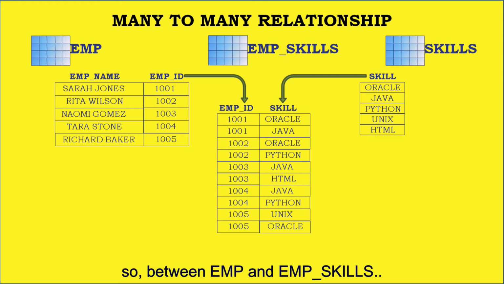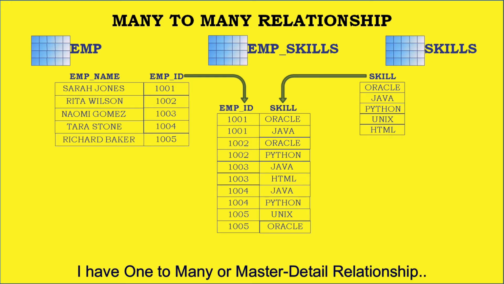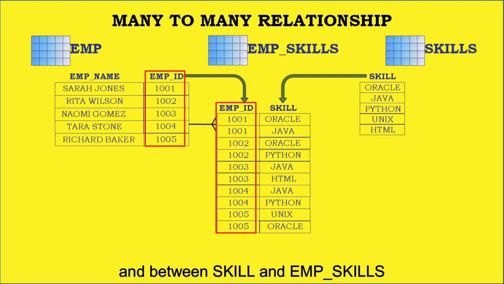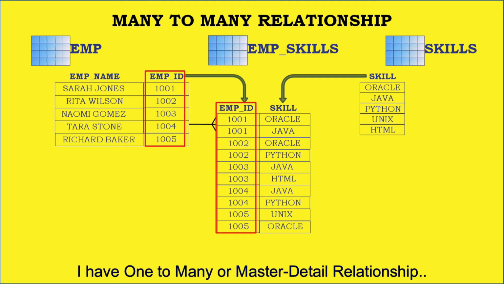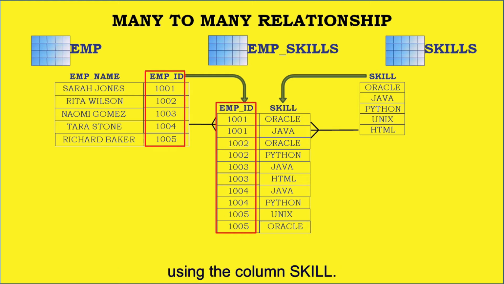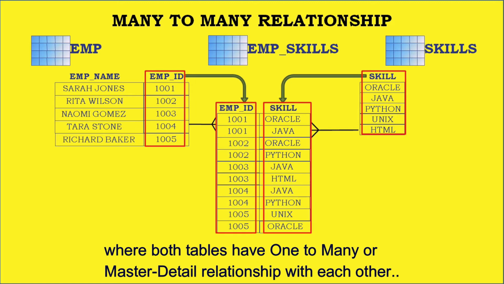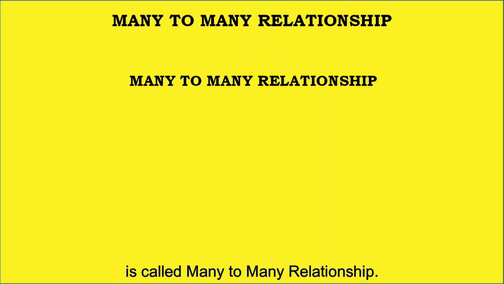So between EMP and EMP skills, I have one-to-many or master detail relationship using the column EMP ID, and between skills and EMP skills, I have one-to-many or master detail relationship using the column skill. This kind of relationship where both tables have one-to-many or master detail relationship with each other is called many-to-many relationship.